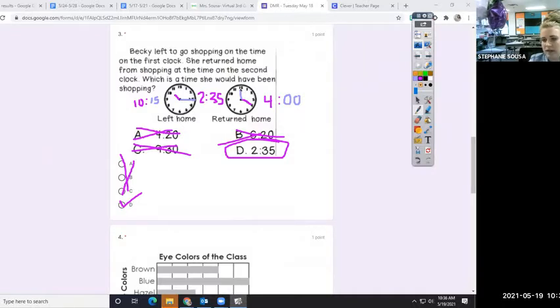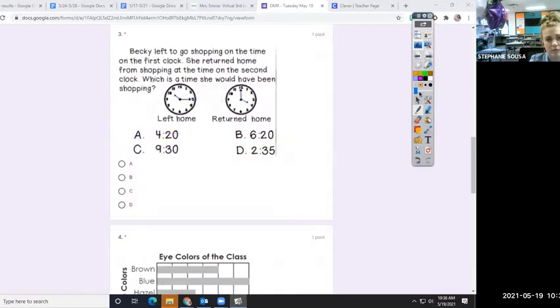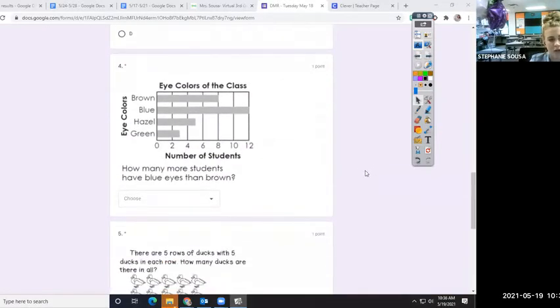Okay, let's take a look at our next one. Eye colors of the class. How many more students, I apologize, have blue eyes than brown eyes? So we are comparing the blue to the brown. Our equation is blue subtract brown. So let's count up our blue numbers. Our scale down here shows me we're counting by twos. So I have 2, 4, 6, 8, 10, 12. 12 students with blue eyes.